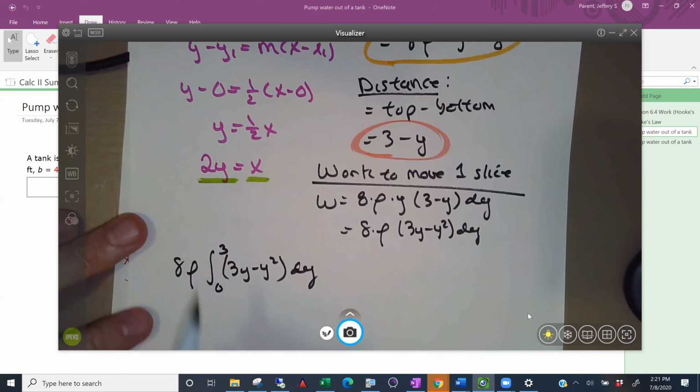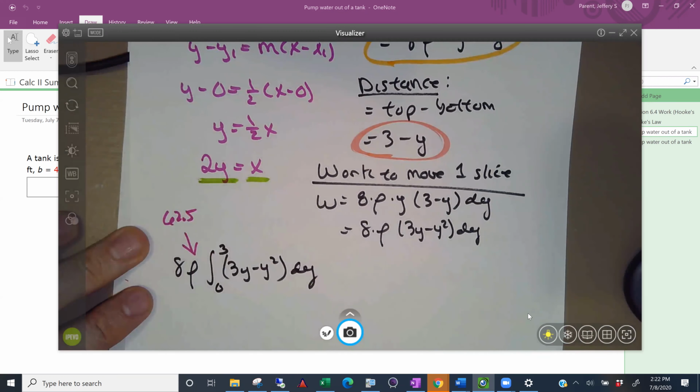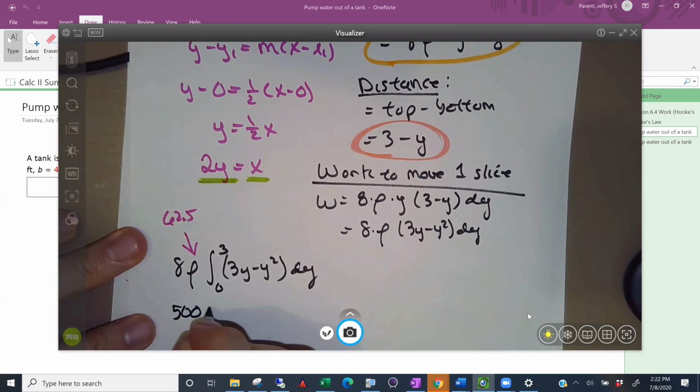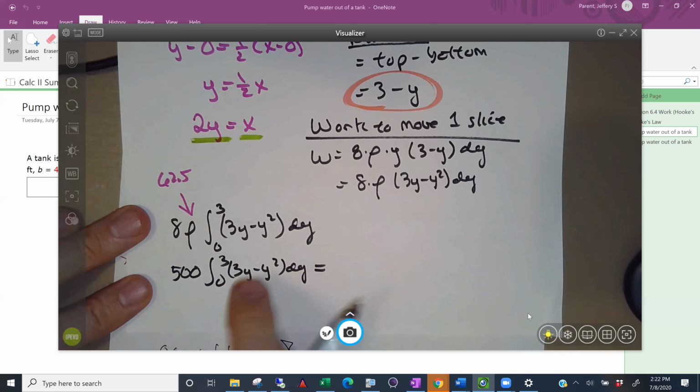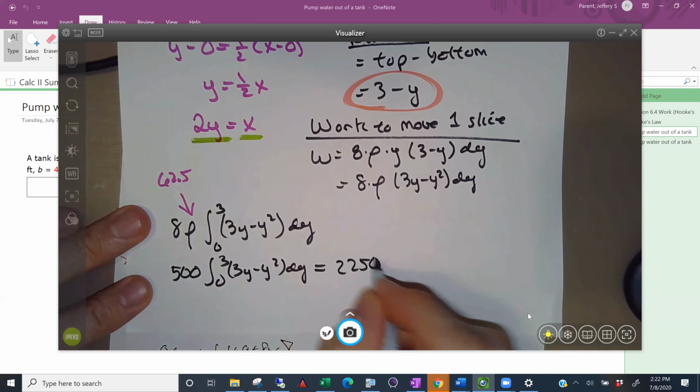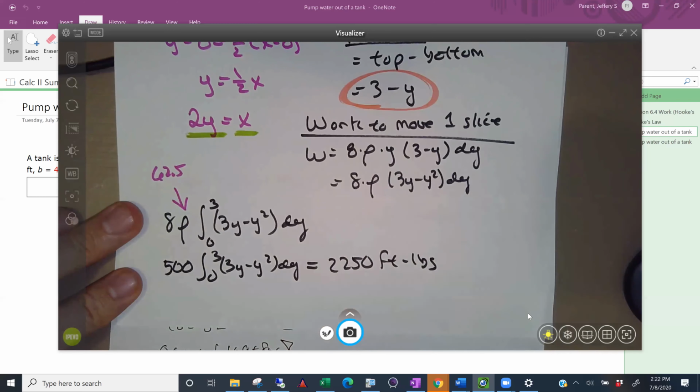If rho is 62.5, that'd be pounds per cubic foot. 8 times 62.5 is going to be 500. 0 to 3, 3y minus y squared, dy. Can we jump to the happy ending from here? You need to see the details? $2,250, and the units would be foot-pounds.